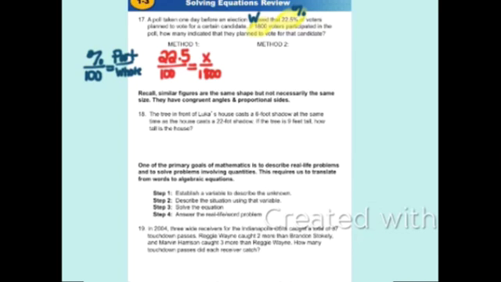Now we could simply do the cross products and solve to answer that question. 22.5 times 1,800 is 40,500. And that's supposed to equal 100 times x. So divide both sides by 100, and we find out that the number of people that were going to vote for this particular candidate was 405 people.